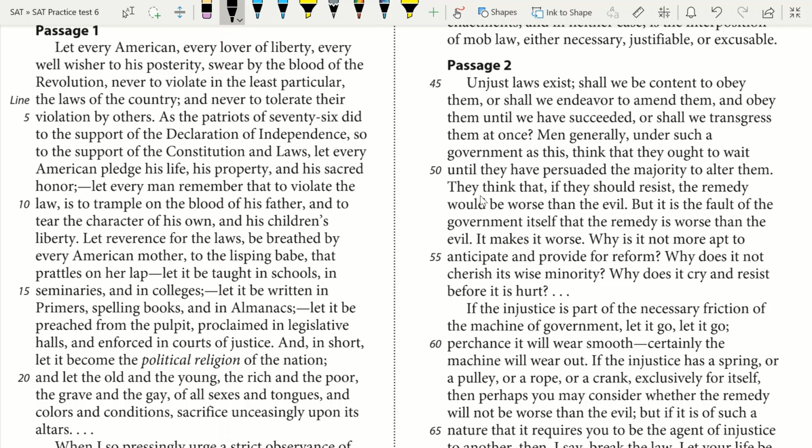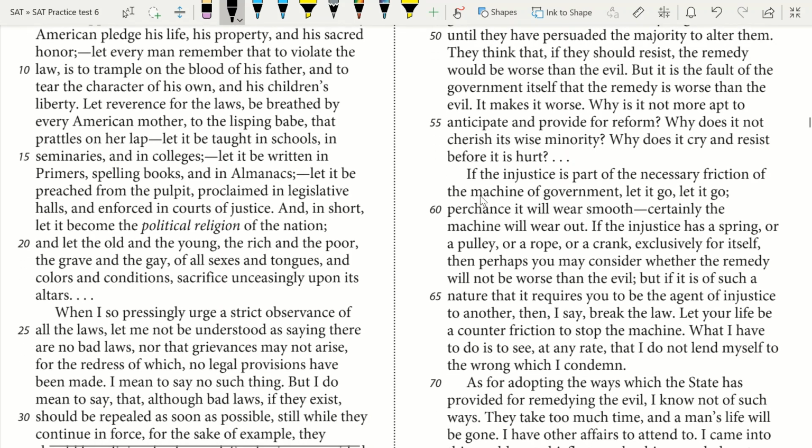Let every man remember that to violate the law is to trample on the blood of his father, and to tear the character of his own, and his children's liberty. Let reverence for the laws be breathed by every American mother to the lisping babe that prattles on her lap. Let it be taught in schools and seminaries and in colleges. Let it be written in primers, spelling books, and in almanacs. Let it be preached from the pulpit, proclaimed in legislative halls, and enforced in the courts of justice. And in short, let it become the political religion of the nation. And let the old and the young, the rich and the poor, the grave and the gay, of all sexes and tongues, and colors and conditions, sacrifice unceasingly upon its altars.